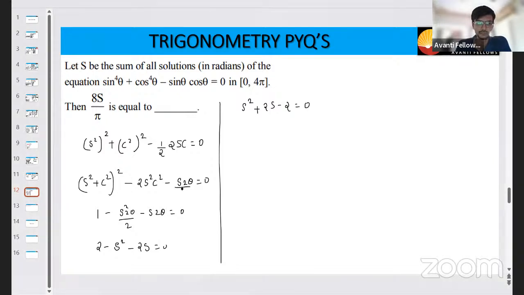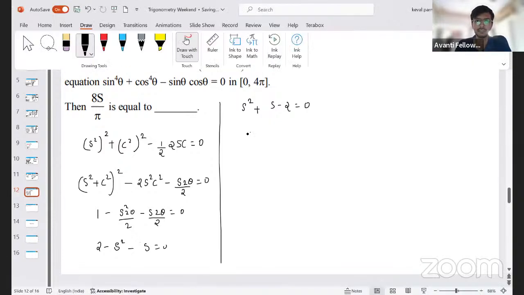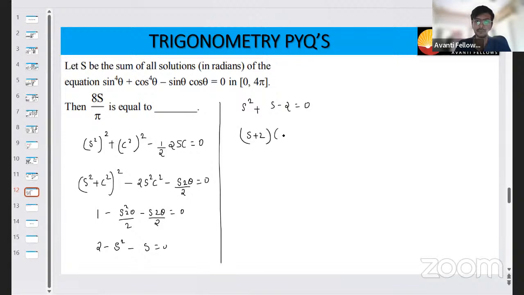Oh, sorry, this upon 2 भी आएगा ना? तो ये 2 नहीं आएगा. So we can easily factorize it. 2 ones are 2 plus 2 minus 1. So sine plus 2, sine minus 1 equals to 0. So sine 2 theta is minus 2 या फिर 1. तो minus 2 तो possible ही नहीं है because sine 2 theta lies between minus 1 and 1. So sine 2 theta is 1.